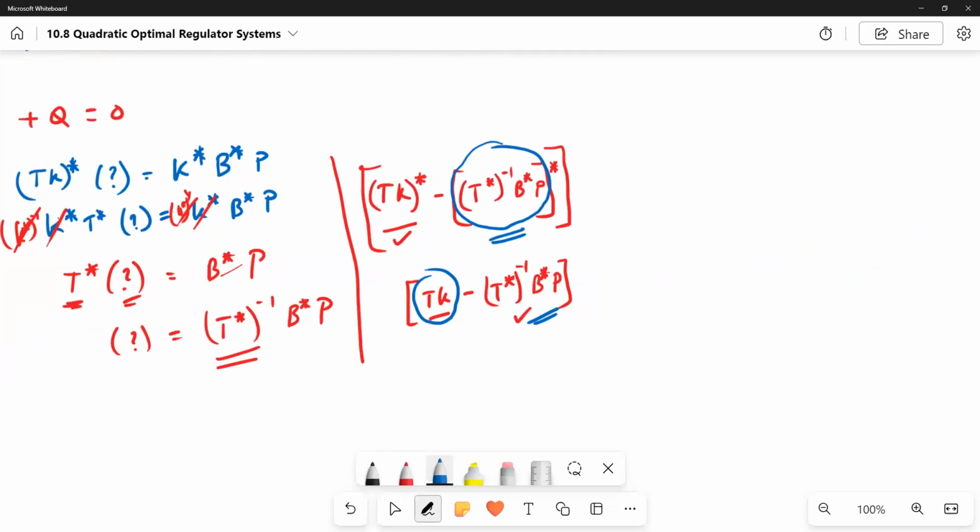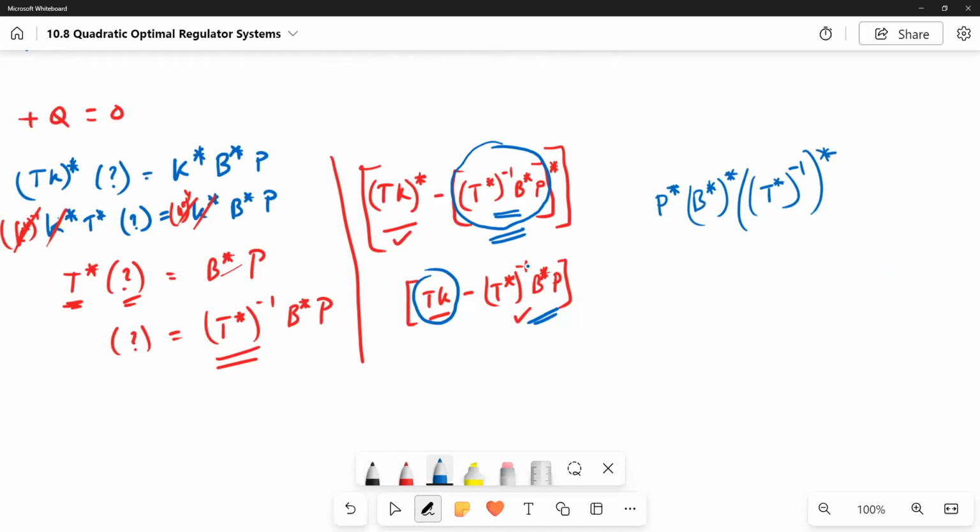Again, this is just a note. As long as you can memorize, that's good. But sometimes you may not memorize, and in that case, you'll be in trouble. So that is why I'm just illustrating every bit of it. So now you have to reverse it first. So P star, then B star, star, then you have T star inverse, then you'll have another star.